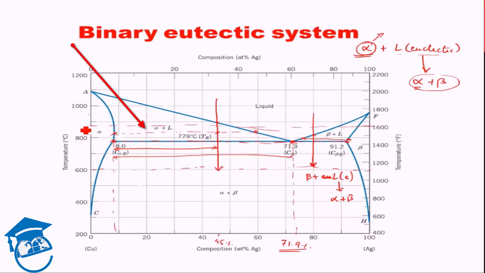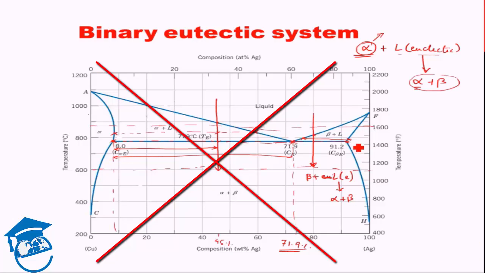Alpha, single phase; double phase; single phase liquid; double phase, liquid plus beta; single phase beta. It will always happen. If this is not happening, you have not drawn the phase diagram correctly.